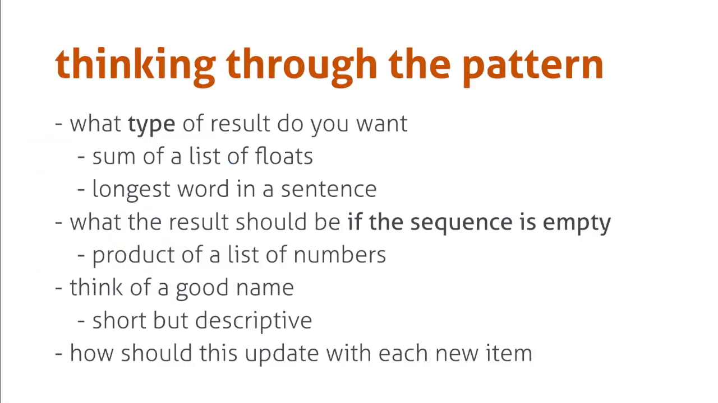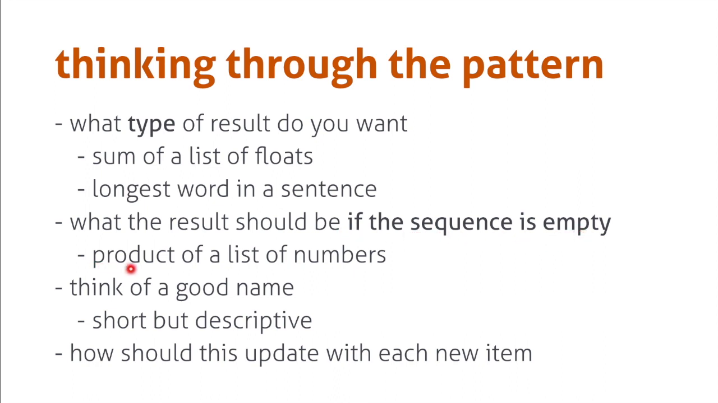When thinking through how to apply the accumulation pattern to a problem, we need to first figure out what kind of result we want. Specifically, what Python type do we want our result to be? So if we're taking the sum of a list of floats, then our result should be a float. If we're taking the longest word in a sentence, then our result should be a string. Then we think through what the result should be if the sequence is empty.